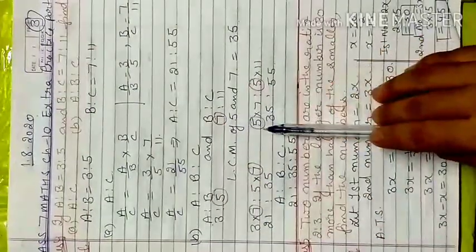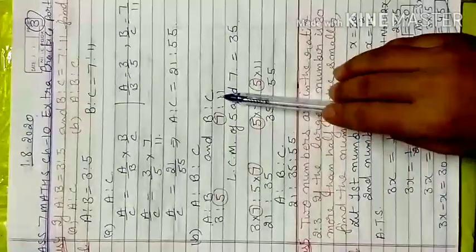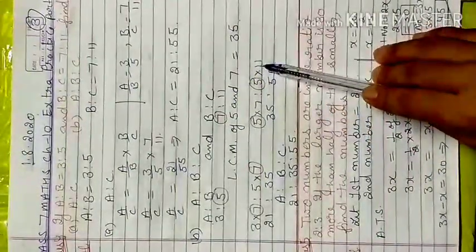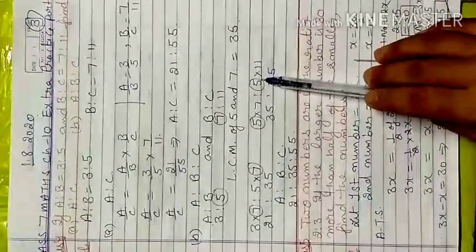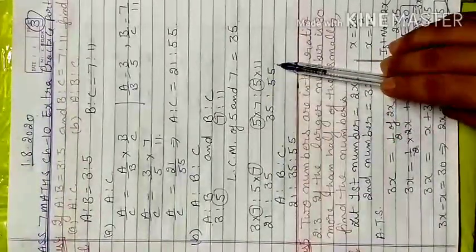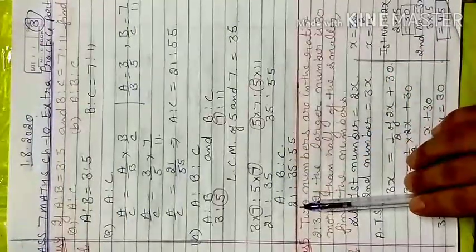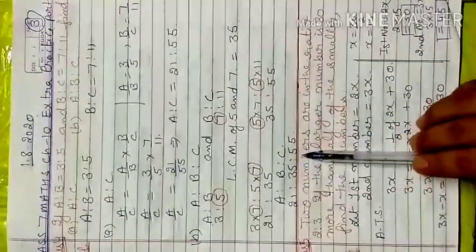Here also, if I multiply this by 5 to make it 35, the corresponding term next to it, we also multiply by 5, that is 35 ratio 55. Now the b value is the same. Now merge up the b value. My required answer is 21 ratio 35 ratio 55.